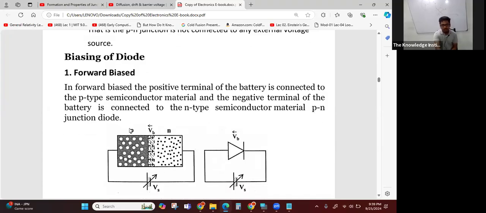So forward bias means for the P side of the PN semiconductor, we give the plus. So here the plus side of the battery is connected to the P type, and the negative side is connected to the N side, right? So this is forward biased. So if you write it in the circuit symbol, this is the case, right?